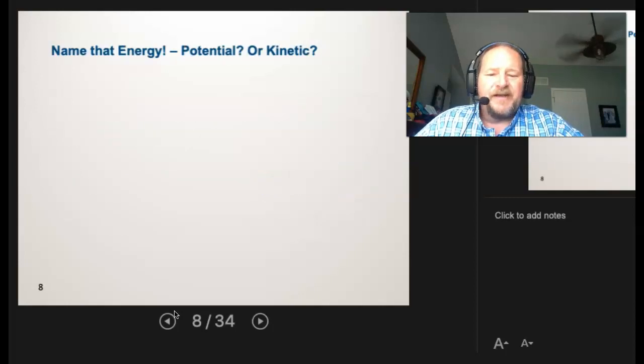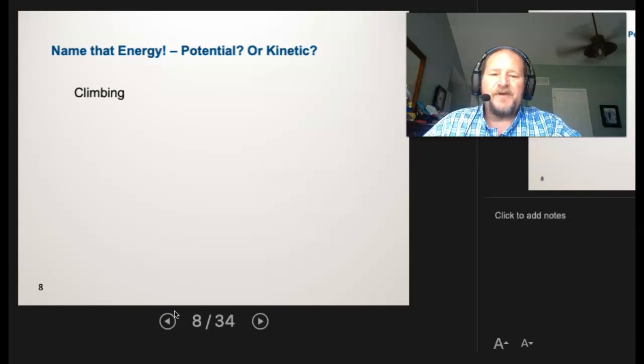Now, what I want to do then is make sure you do know the difference between potential and kinetic energy, though. So we're going to play a little game called Name That Energy. I'm going to bring up a topic like climbing, and at this point you need to decide in your mind, because I can't hear you, of course, if you believe that is potential or if that is kinetic. And of course, that one is kinetic.